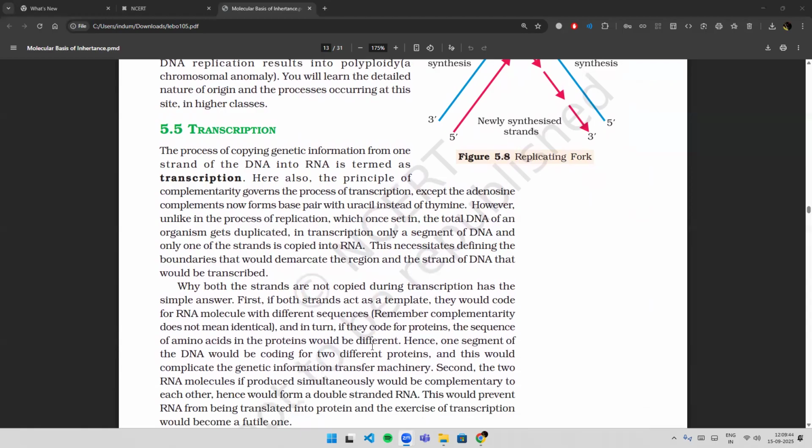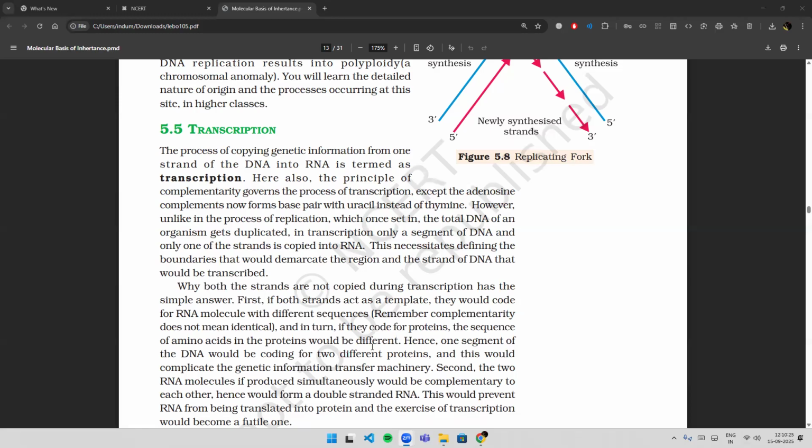5.5 Transcription. The process of copying genetic information from one strand of the DNA into RNA is termed as transcription. Here also, the principle of complementarity governs the process of transcription, except that adenosine now forms base pairs with uracil instead of thymine. However, unlike in the process of replication, which once set in, the total DNA of the organism gets duplicated, in transcription, only a segment of DNA or only one of the strands is copied into RNA. This necessitates defining the boundaries that would demarcate the region and the strand of DNA that would be transcribed.